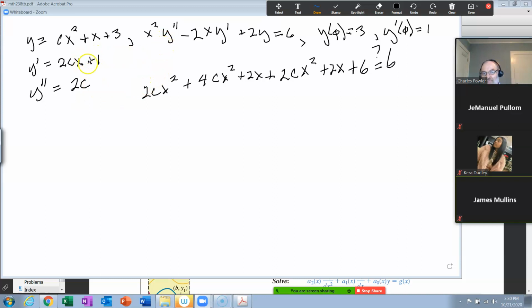This term stays the same. This one becomes, let me see, here's your double prime. Okay, that's 2x squared y, 2cx squared. Got it. Minus 2x times y prime. That would be minus 4x. So that's going to be a minus 4cx squared minus 2x. Plus 2cx squared, yuck, this thing just drives me nuts, plus 2x plus 6. Okay, that works.